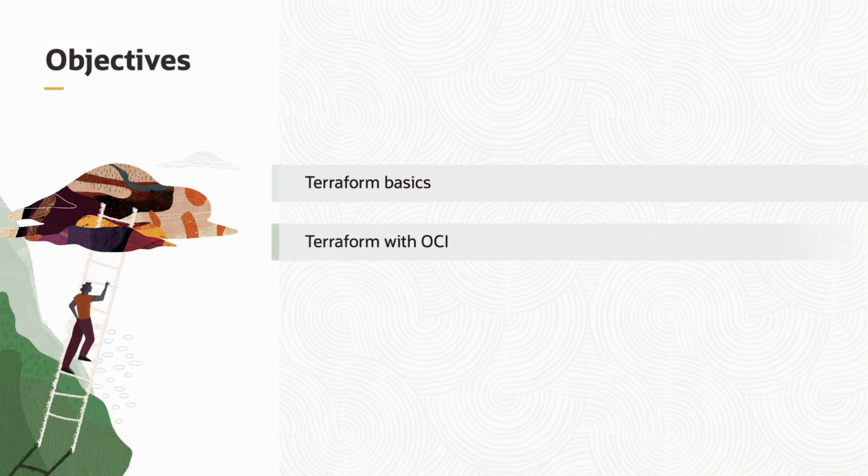The second objective is to dive deeper into using Terraform specifically with Oracle Cloud Infrastructure. Here we will learn how to configure Terraform to interact with OCI, explore the various OCI resources that can be managed with Terraform, such as compute instances, networking components, and storage, and implement real-world examples and use cases to solidify your understanding.